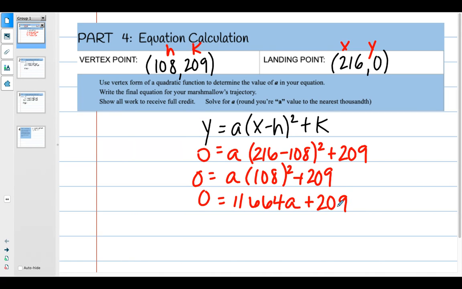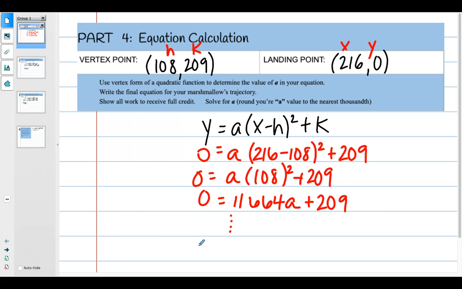Now what you're going to do is continue solving this for our a value. So using those Algebra 1 skills, solving for our a. Once you have your a, you're almost there. You're going to write the final equation. So you're going to do the continuing work to solve for a, and then when you're all done, we're going to write our equation in vertex form.